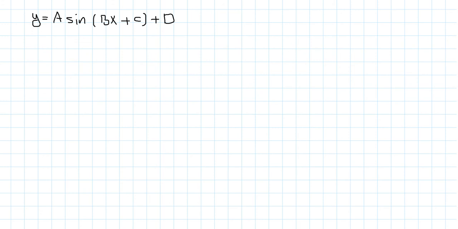cover every graph of sine, because it has amplitude, it has period, it has shift on x-axis, and it has shift on y-axis. So let's start at first: what is this? It is shift on y-axis. What is this? This is phase shift or shift on x-axis.